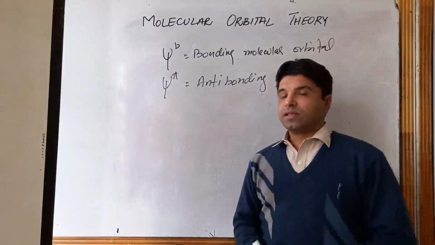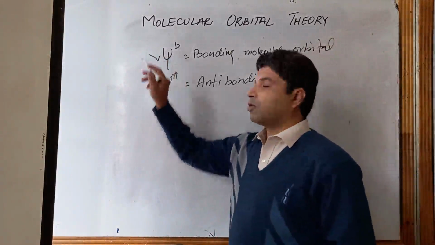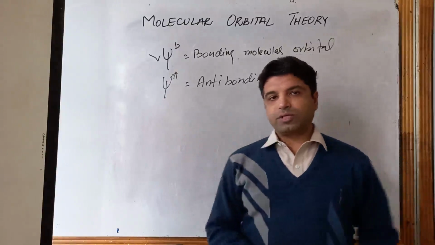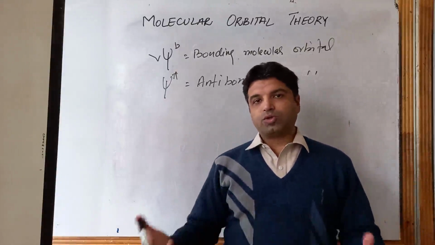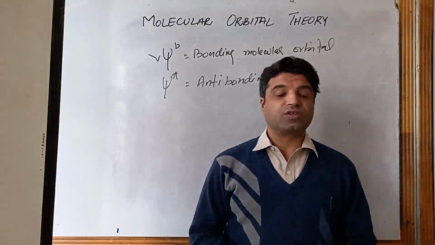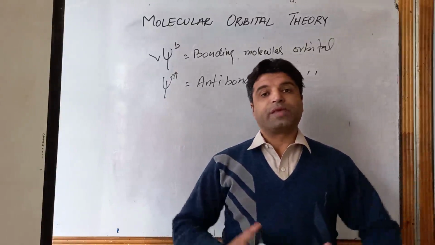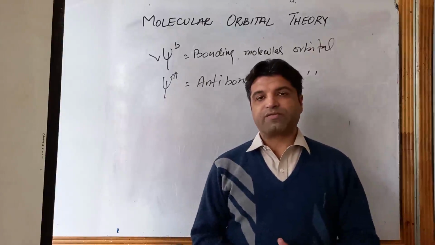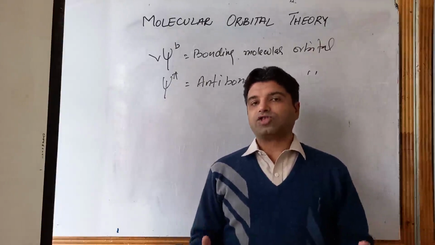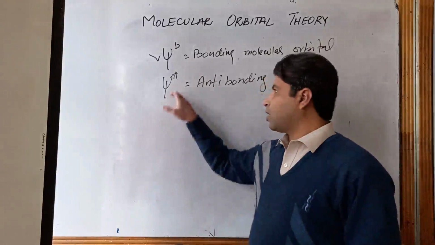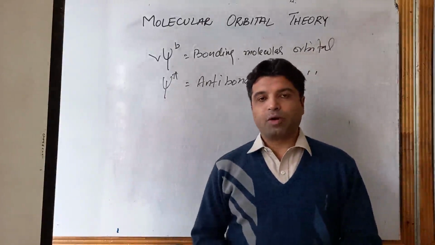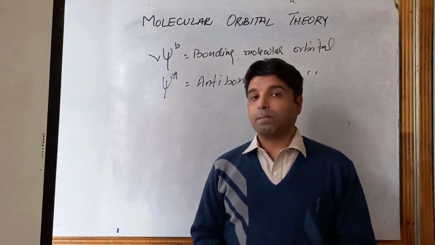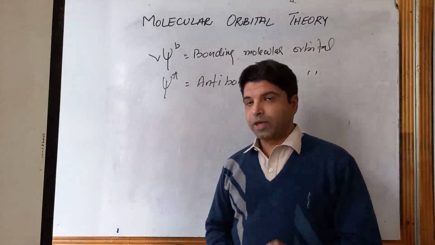So that means that this bonding molecular orbital is of lower energy, and the antibonding molecular orbital is formed when the two atomic orbitals, or the wave functions of these atomic orbitals, subtract each other. So what happens as a result is that we have a higher energy situation, and that is why this antibonding molecular orbital is of higher energy as compared to the bonding molecular orbital.